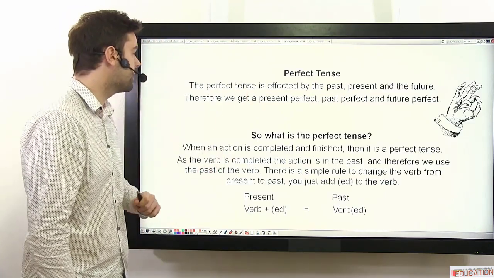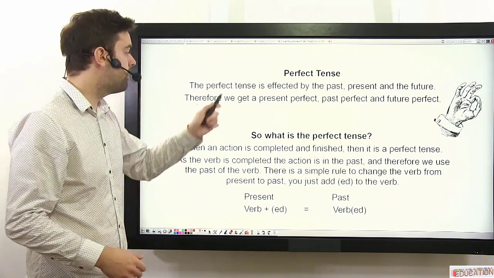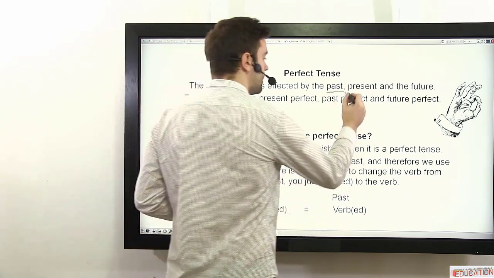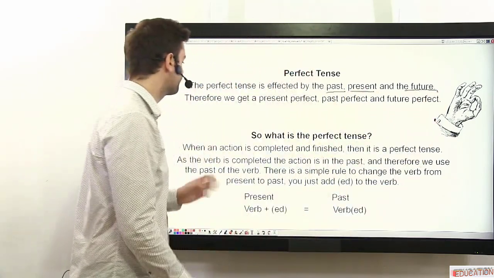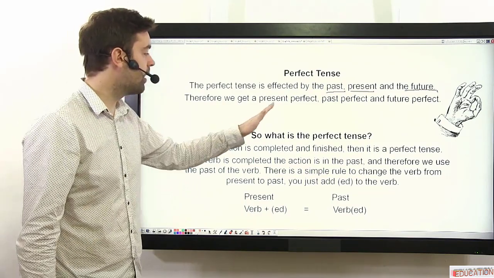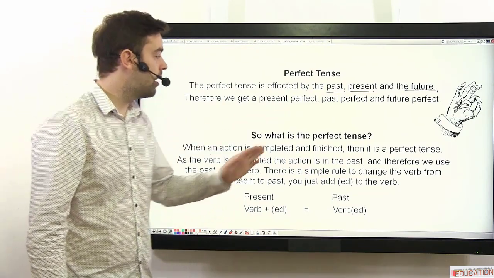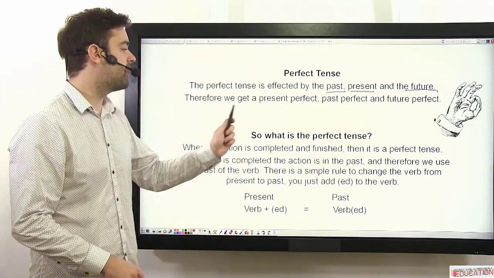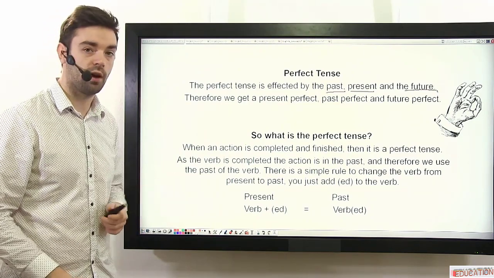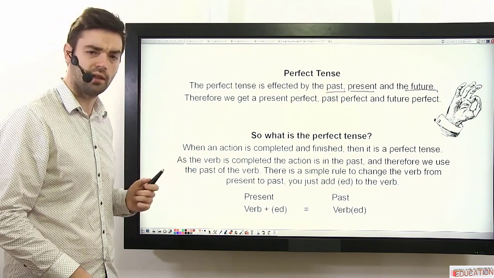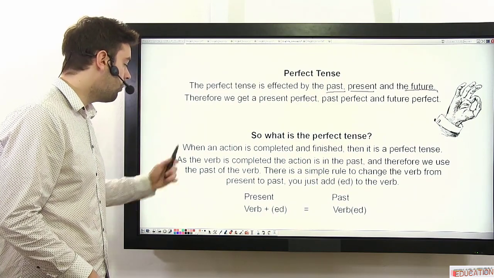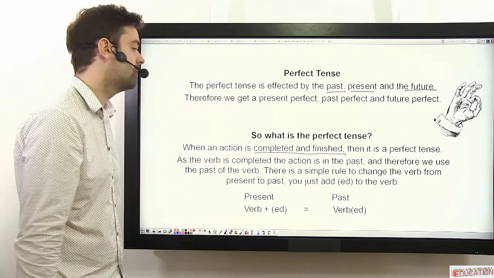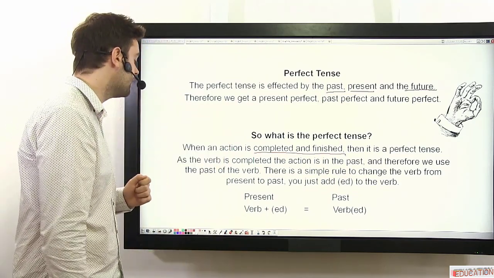So, the perfect tense. What is it? Well, the perfect tense is affected by the past, the present, and the future. Therefore, we get a present perfect, a past perfect, and a future perfect. What is the perfect tense? Well, when an action is completed and finished, then it is a perfect tense.